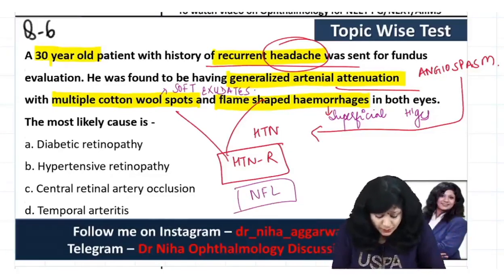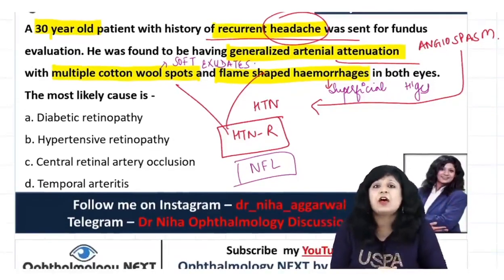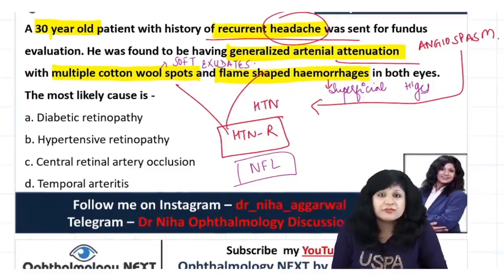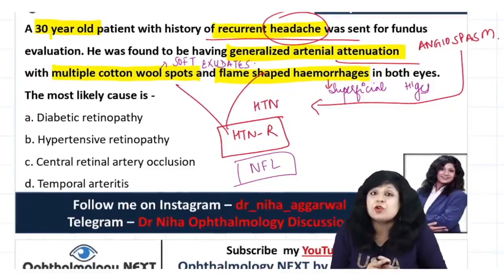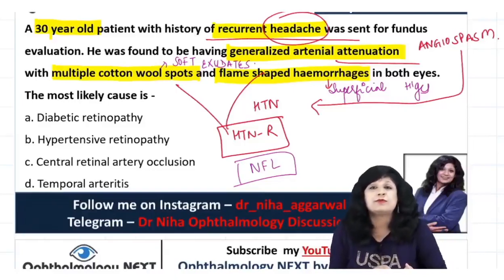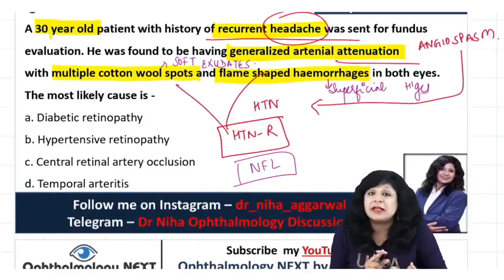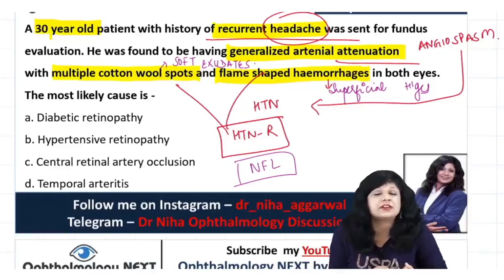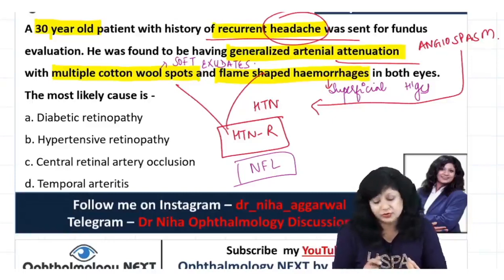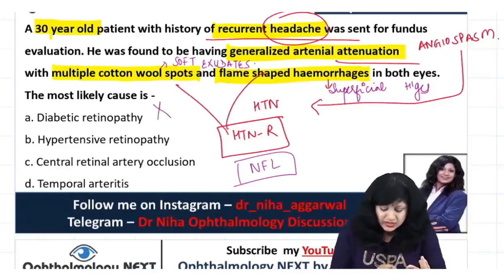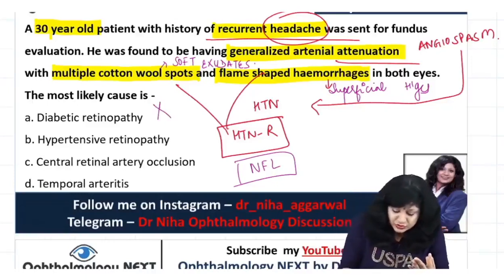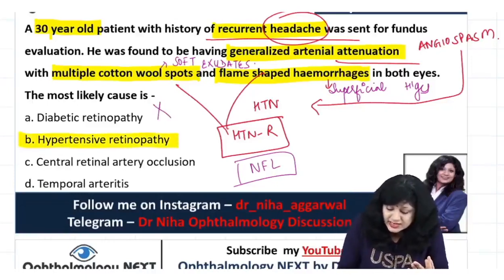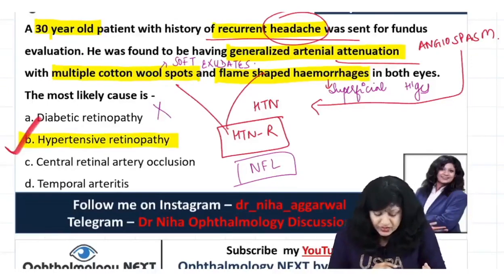So now look at the options. Diabetic retinopathy. Now diabetic retinopathy, there is no history of diabetes. In diabetic retinopathy, non-insulin dependent is more common. That is not common before 40 to 50 years of age. You do not have microaneurysms here. Rather you have angiospasm. If it is a case of diabetic retinopathy, you will be getting the microaneurysm. So it is not diabetic retinopathy. Yes, it is a case of hypertension retinopathy. You are getting all signs of hypertension retinopathy here.